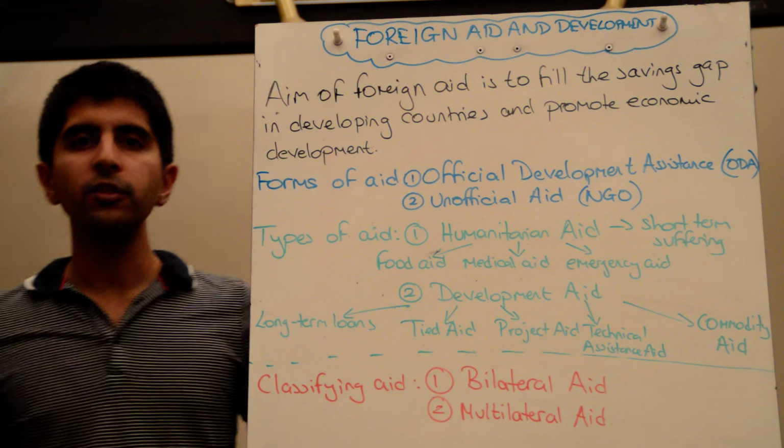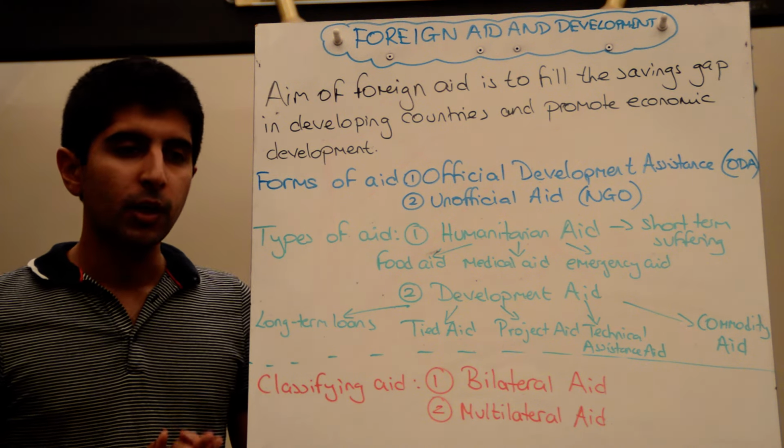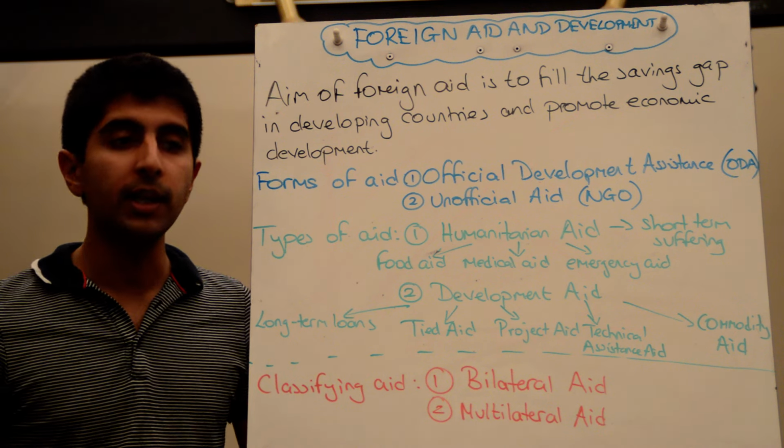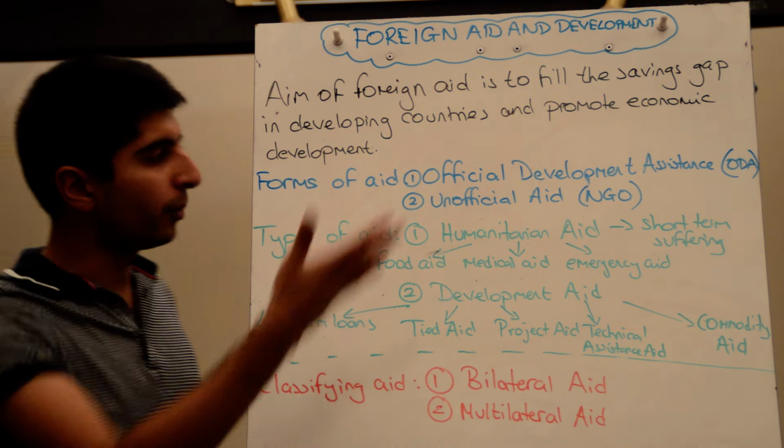Aid can also be unofficial, so it can be via a non-government organisation like Oxfam, who decide to spend money and divert money into a developing country. That's unofficial aid, but that also is still aid. Okay, so two different forms of aid.